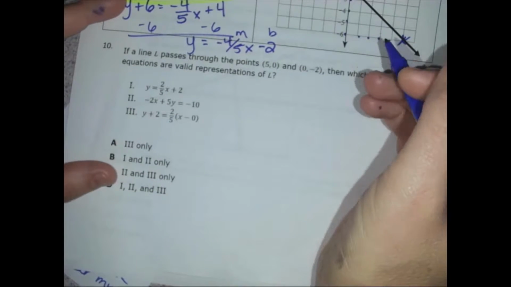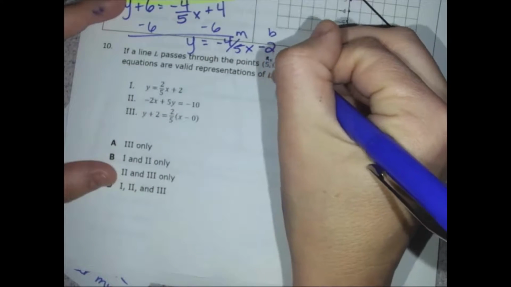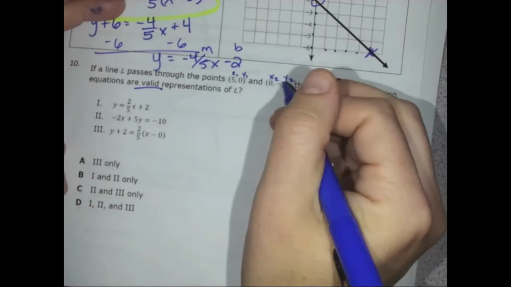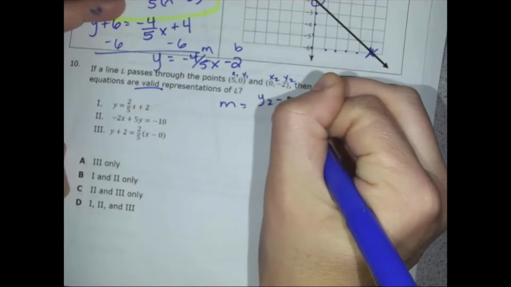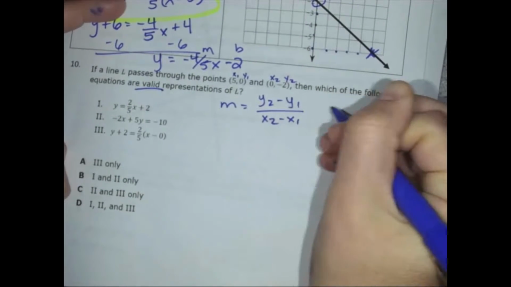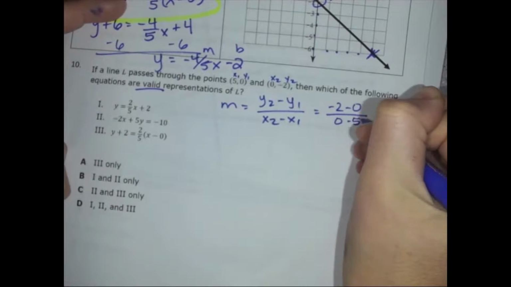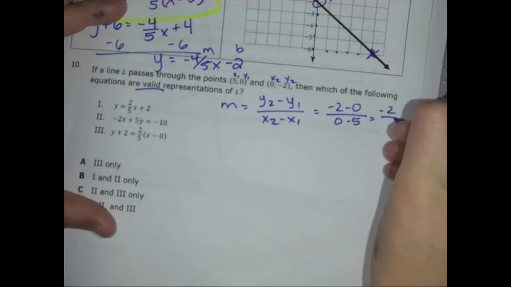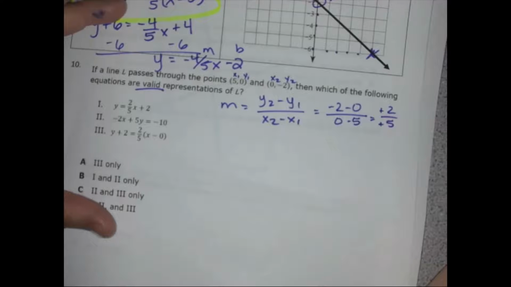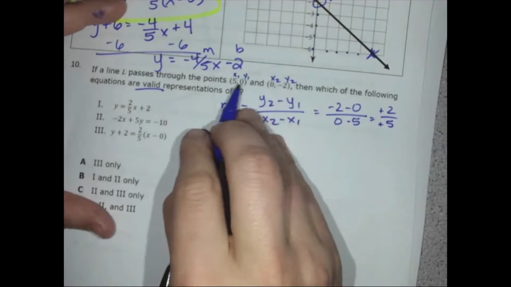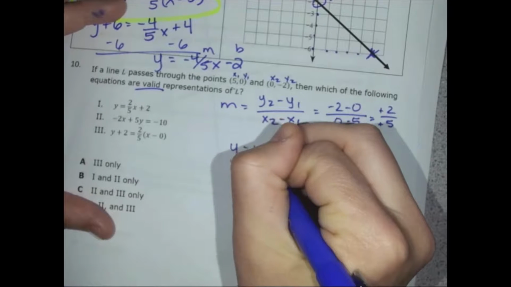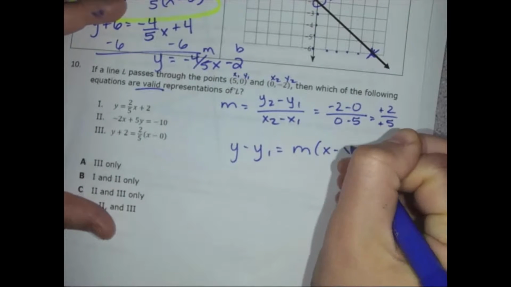If a line L passes through the points 5, 0 and 0, -2, x1, y1, x2, y2, then which of the following equations is valid? So which ones match? I have 2 points, so I'm going to do m equals y2 minus y1 over x2 minus x1. I have -2 minus 0 over 0 minus 5, which gives me a slope of -2 over -5, which turns it positive. From here, I'm going to use one of my points for y minus y1 equals m times x minus x1.